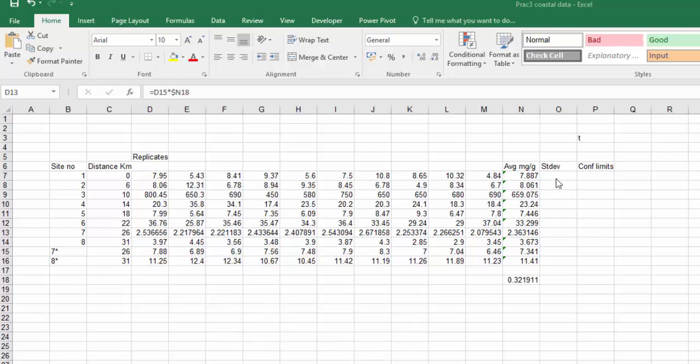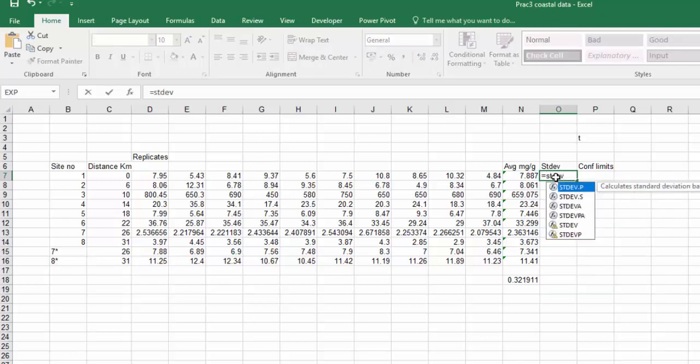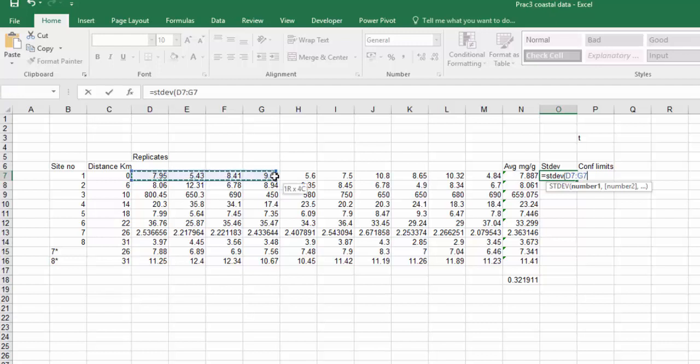So we now need to consider the variability within the replicates, which is our uncontrolled variability, and we're going to quantify that using the standard deviation. We're just going to choose to use standard deviation. Remember not to use standard deviation P, as these are only 10 of what could be an infinite number of measurements.